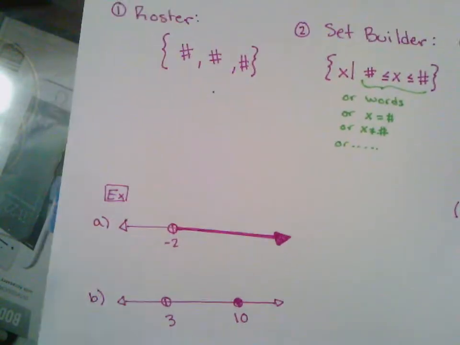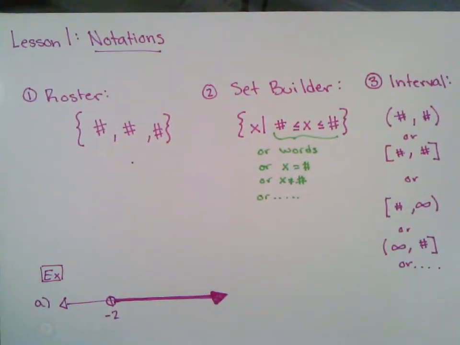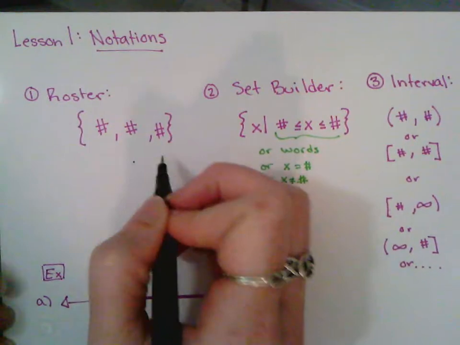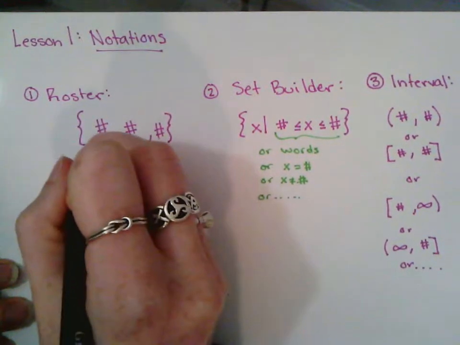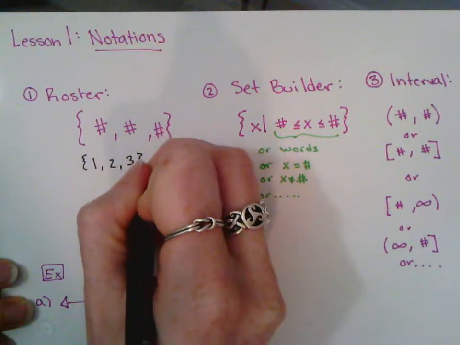Next thing we did was our notations. So we learned 3 different notations. We learned roster, set builder, and interval notation. So roster, this is just when I have like a list of numbers. So we put our brace, our list of numbers, and brace. So say we wanted 1, 2, and 3, we would just say 1, 2, and 3.